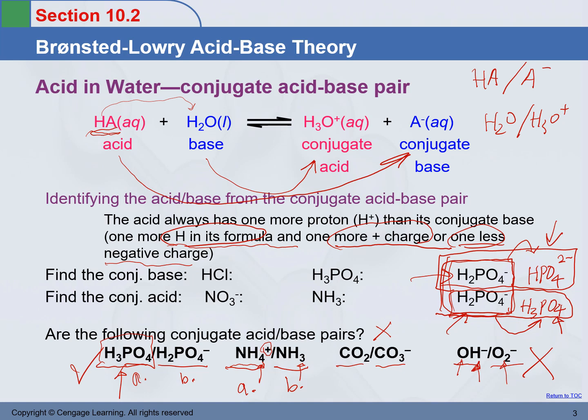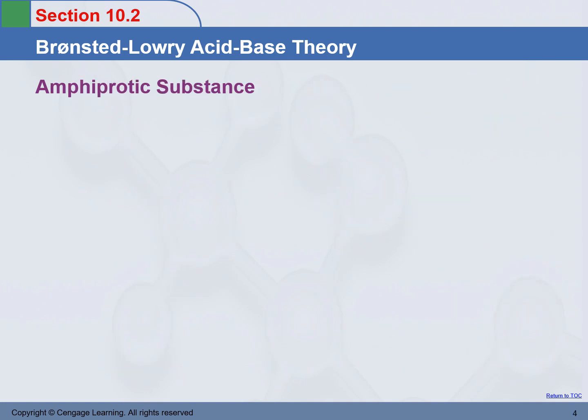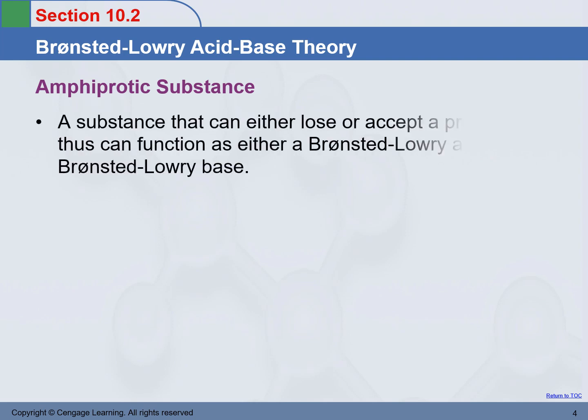So far, so good. Now we introduce the amphiprotic substance. It is a substance that can either lose or accept a proton. Therefore, it can function either as an acid or a base. Wow, exactly the case we saw earlier when we were talking about H2PO4 negative. That one can either accept a proton or donate a proton, so it has a conjugate acid and it has a conjugate base.